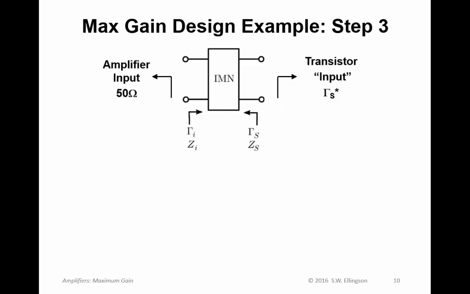So let's start with the IMN. So here is a picture of the IMN. We know that this is 50 ohms. That was a given. We just computed this, Z sub S. So we need to figure out what the network is going to look like.